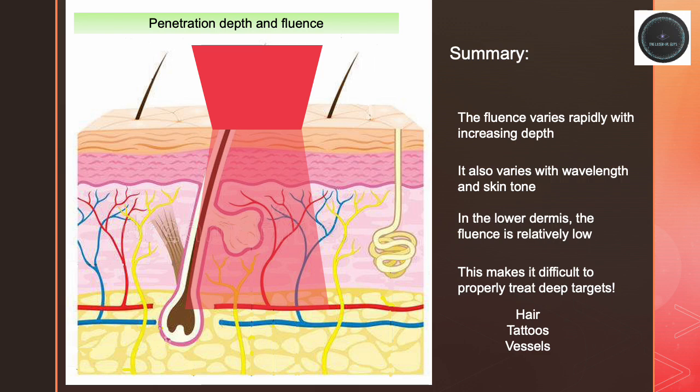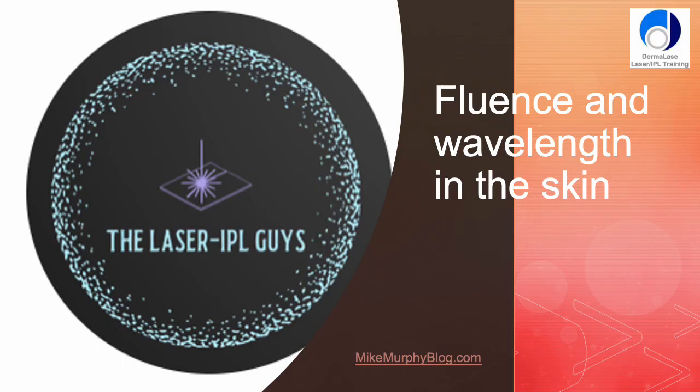And that makes it difficult to properly treat any deep targets like hair follicles, tattoo pigment, or blood vessels, deep blood vessels in particular. So I hope this has enlightened you into the strange world of laser tissue interactions and what happens to the fluence as it goes through the skin. It's not that simple. It's quite complex, in fact, and it does vary depending on your skin color and the wavelength too.